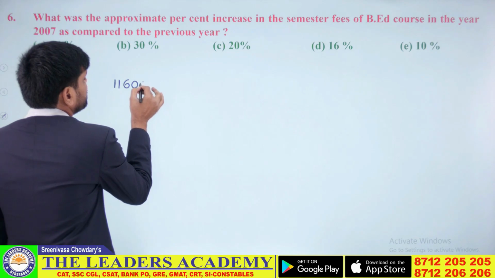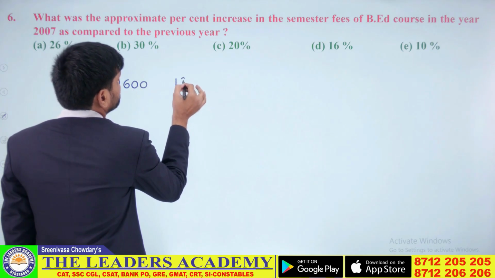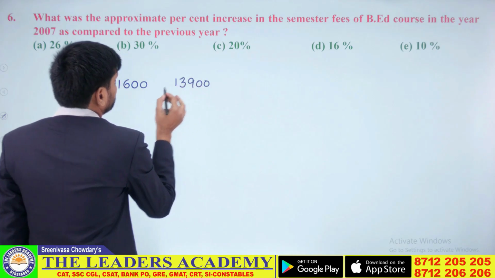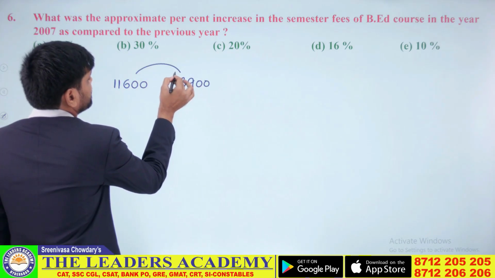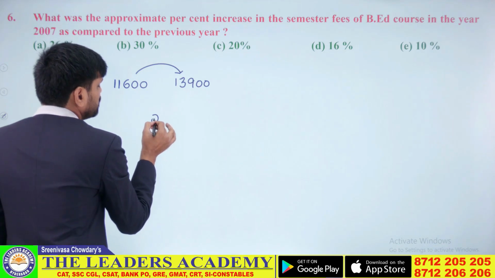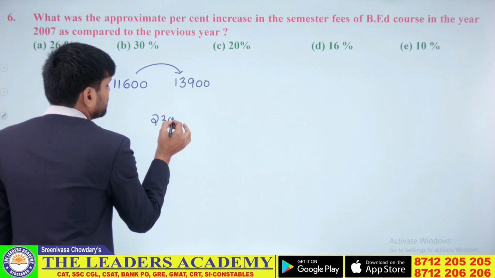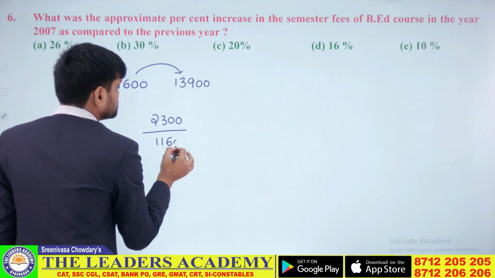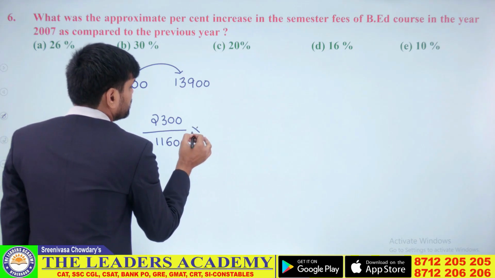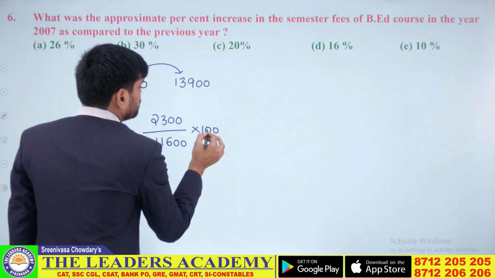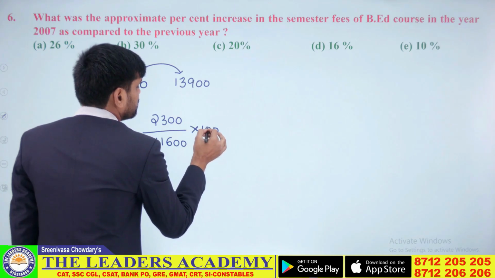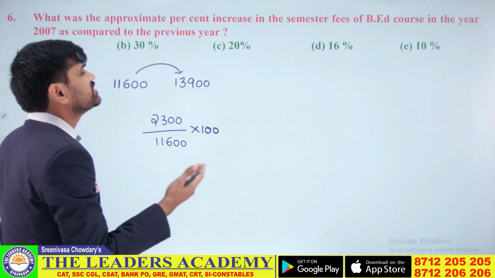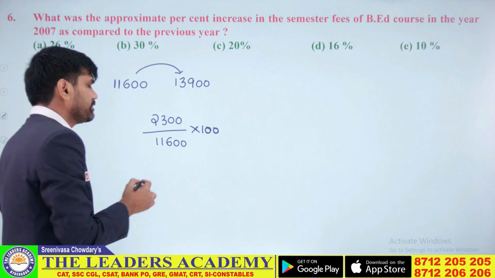11,600. In the year 2007, it has become 13,900. There is an increment from here to here. There is an increment of how much here? 2,300 on an initial value of 11,600, into 100. This is what percent of this? Approximately what percent? Try to understand that.